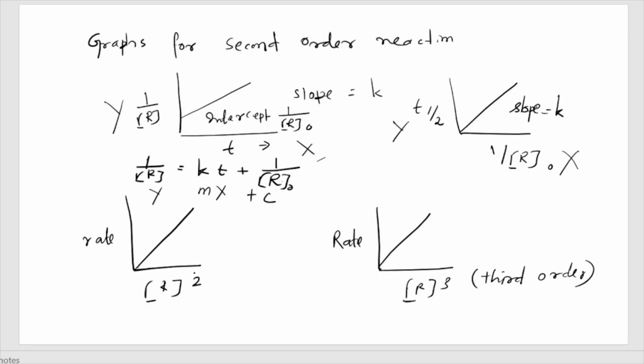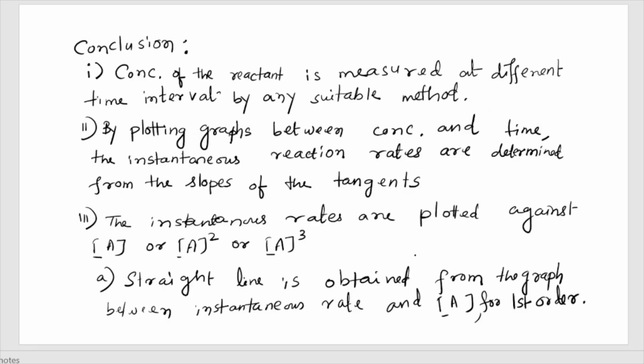And similarly for rate, since it is second order, rate equal to k, r to the power square, square meaning second order. So this is the graph as a straight line. Similarly for third order, rate versus r to the power 3, it is also a straight line. So is it clear? I think so, for the zero order, first order and second order graphs. Then the conclusion. What is the conclusion?